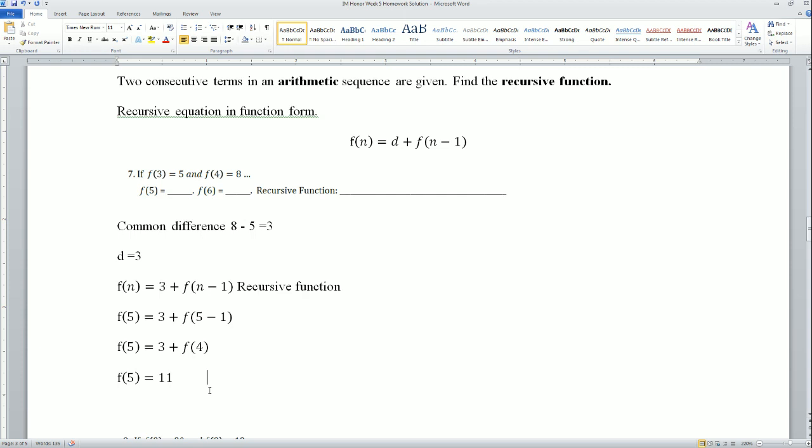Good. We can do this for a of 6, but again, I'm not going to be showing all the work for it. A of 6, plug in 6 for n. 6 minus 1, which is 5. So 3 plus function of 5. Function of 5 is 11. So that becomes 11. 3 plus 11, which is going to be equal to 14. There you go. That is your function of 5 and your function of 6.